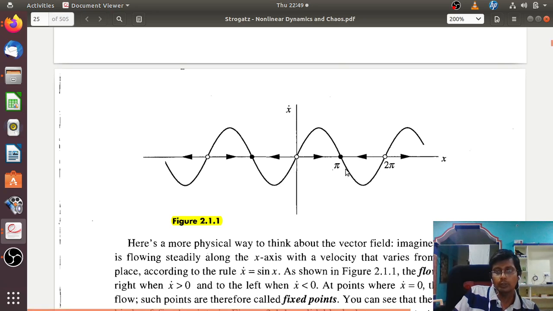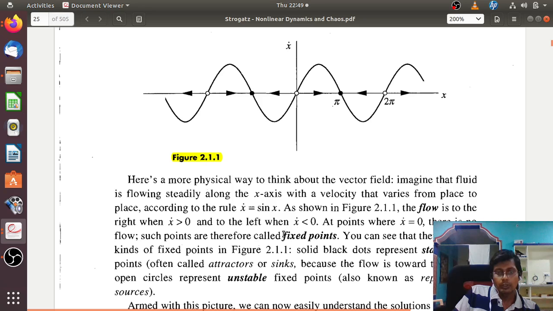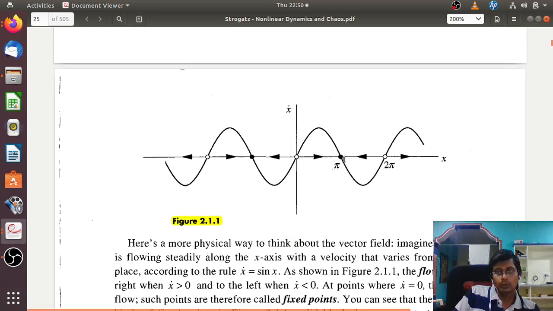These points where this curve and the x-axis intersect, which means the points where x dot goes to 0, at those points there won't be any change in x, right? Therefore they are known as fixed points. So this point, this point, this point are fixed points, the points where x dot is 0, which means there won't be any change in x if x exists over there.